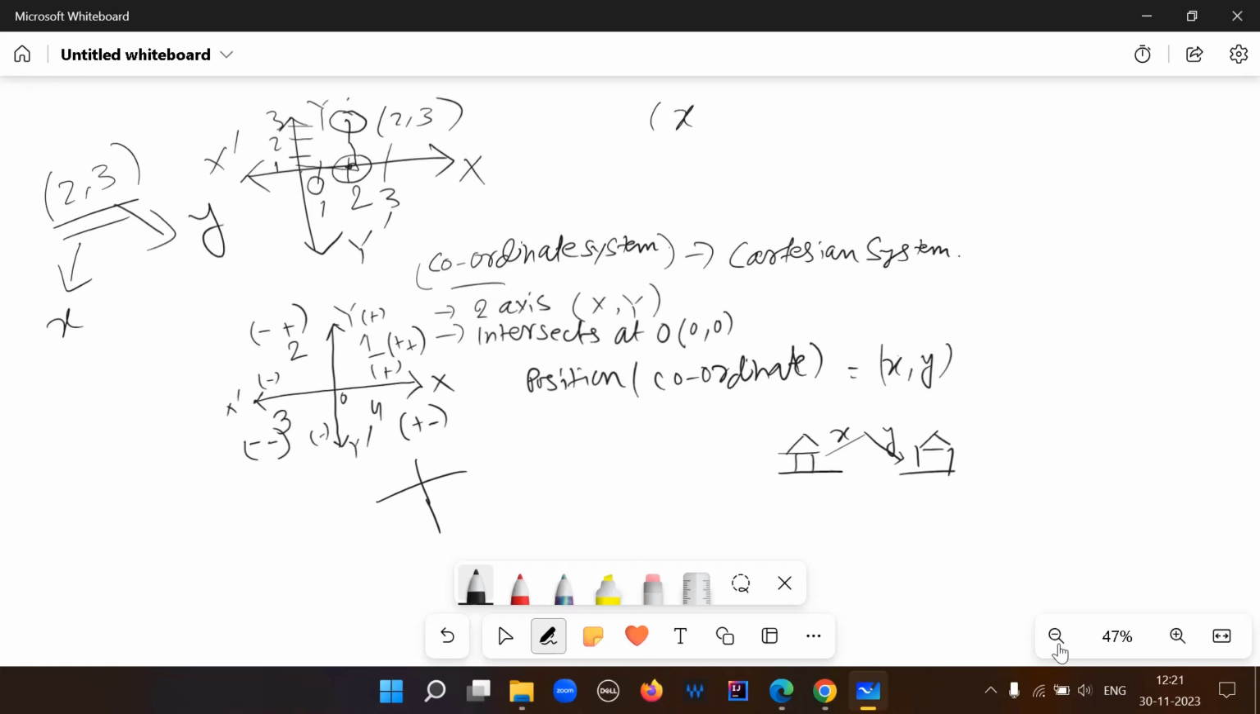Suppose I give you the points x comma 0 and 0 comma y. What will be the coordinates and where will the points lie?